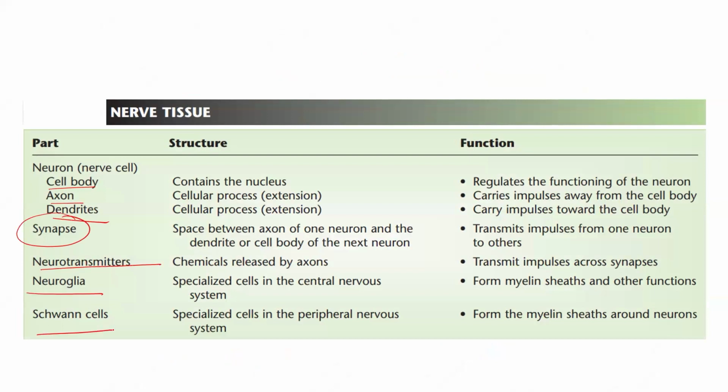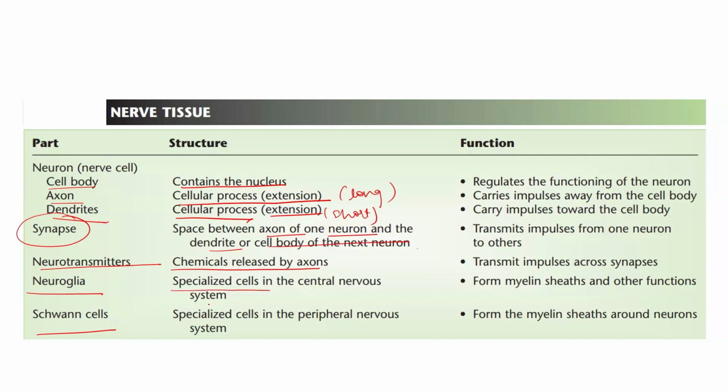So, what is the function of the cell body? It contains the nucleus. Axon is a cellular process, which is the extension. Dendrites are again a cellular process, but these are short extensions. So, this is a longer extension. This is a short extension. Synapse is the space between the axon of one neuron and the dendrite or cell body of the next neuron. Neurotransmitters are the chemicals which are released by the axons.